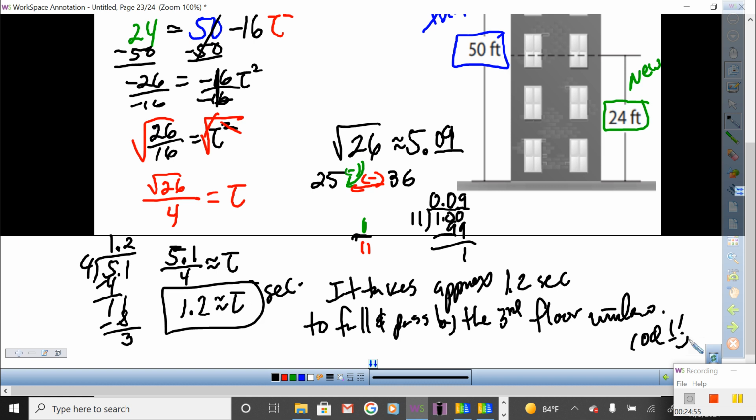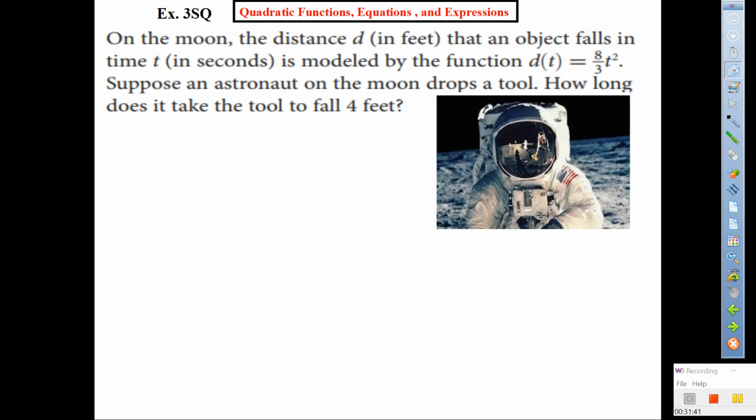From 1 to 5, how comfortable are you with these? Yeah, 5. It's all about substitution and doing your mathematics. Yes? Okay? Look at this one. Don't copy it. But look at the formula that they give you. D of t equals 8/3 t squared. What else do they give us? How long does it take the tool to fall 4 feet? So what is our distance? Where does that go here in the formula? On d of t, yes. And then the rest is history.